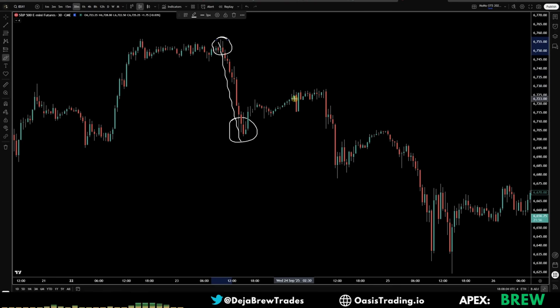And then when we start to bounce back or chop back from that impulse, is it putting in a higher low? Is it putting in a higher high when it's going against that impulse? Or is it putting in a lower high? Is it going with the trend, right?